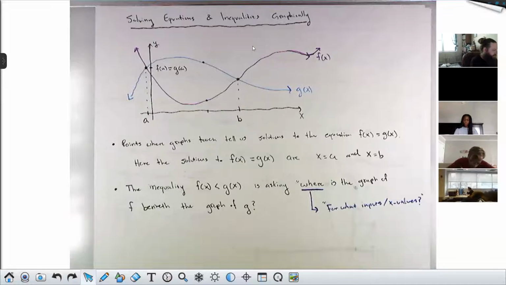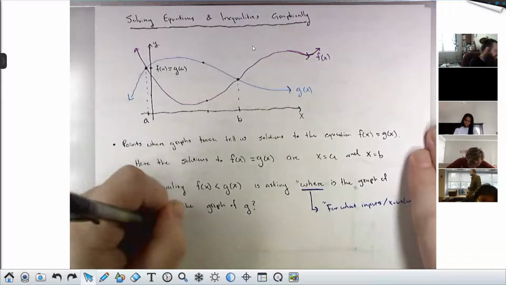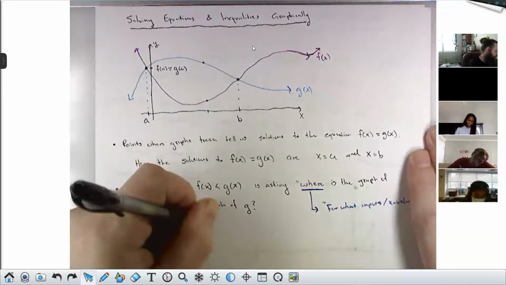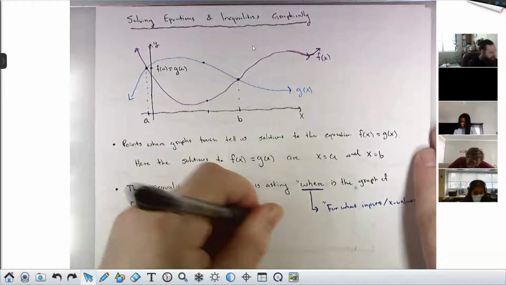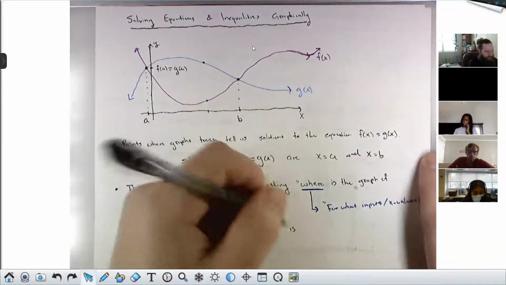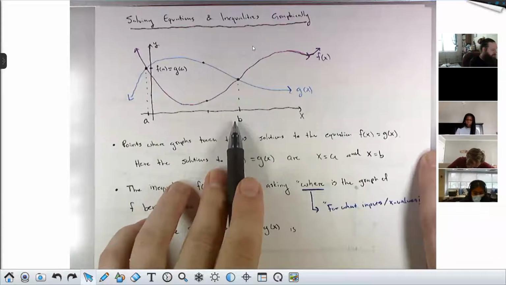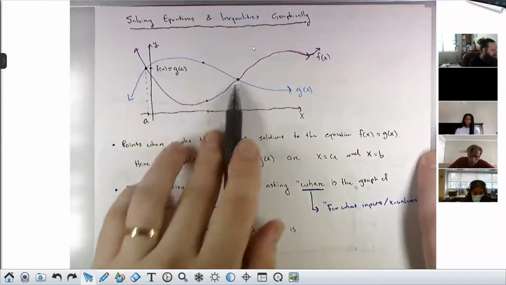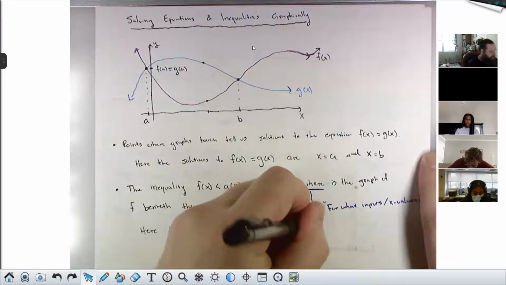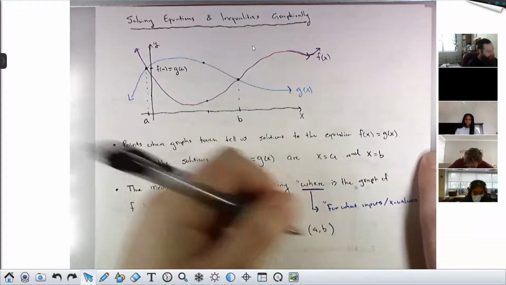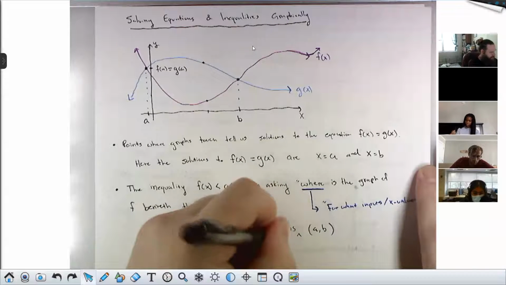So here in this particular example, the solution to the inequality f of x is less than g of x is an interval. It's the interval from a to b. Everywhere between a and b, the purple is underneath the blue. And because this is a strict inequality, it's an open interval.